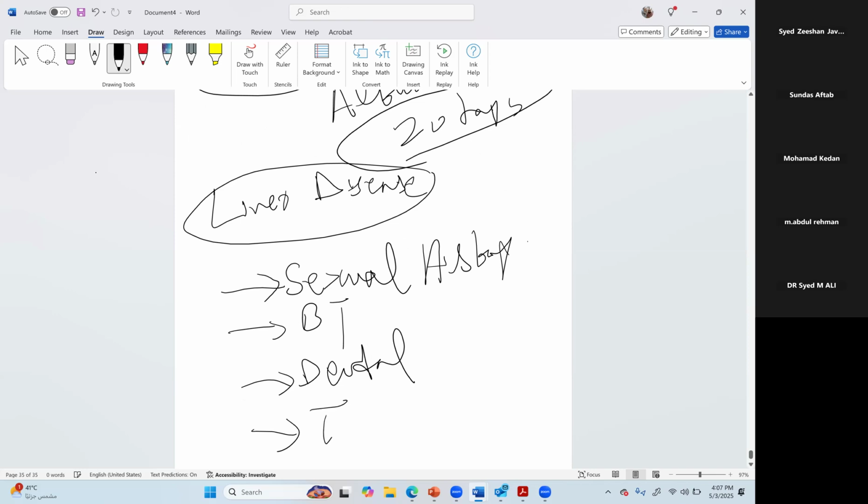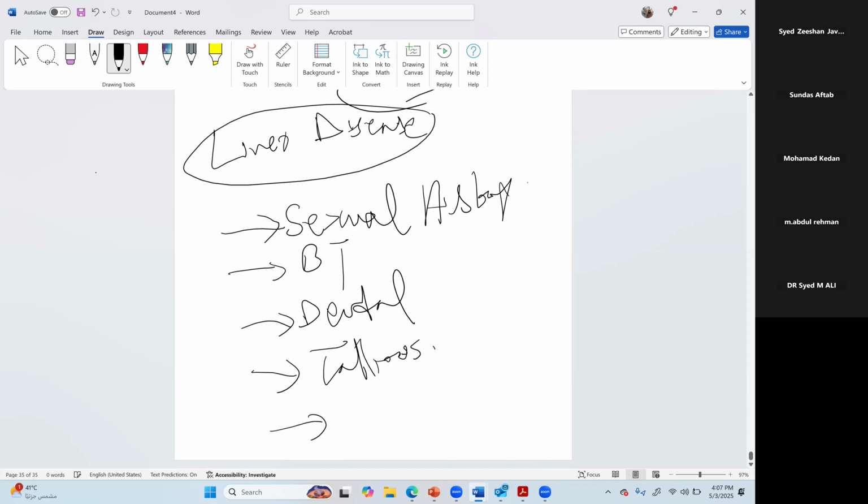What about tattoos? Okay. Some religious treatments, like, for example, hijama, can also have. What else? Anything else comes into the mind? What else history will you be taking?